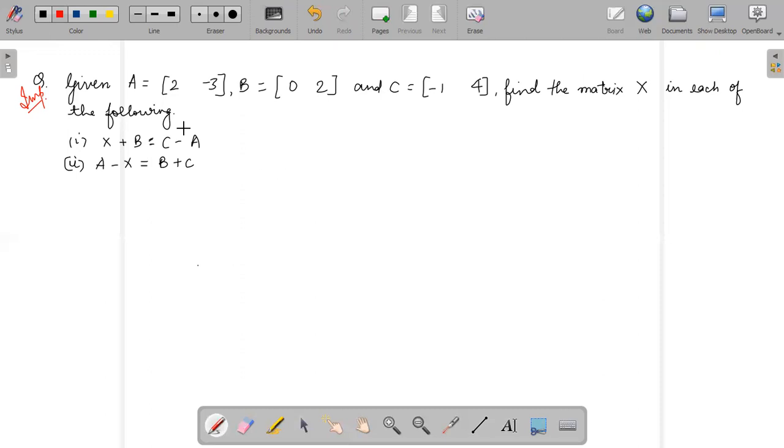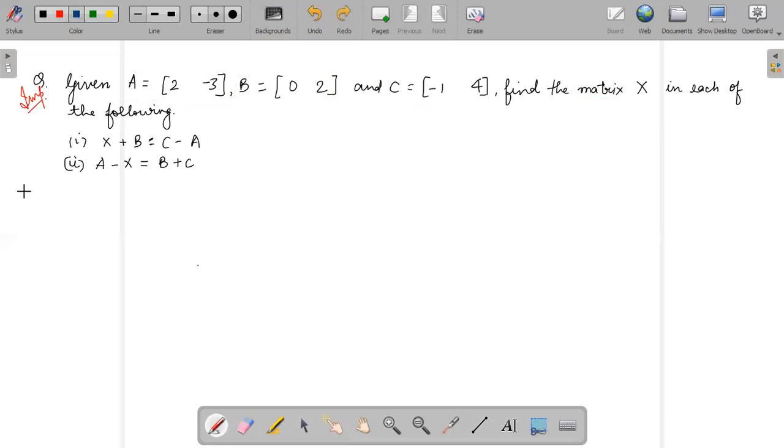Okay, so you see there is a matrix equation given. Matrix X plus matrix B is equal to matrix C minus matrix A. Now, how do we know that these are matrices? These X, B, A, and C are not variables, are not numbers. They are matrices. It is written in the question that matrix A is this matrix, 2 minus 3. So when A is here, that means it is the matrix. B is this matrix, C is this matrix, and इन्होंने बोला find matrix X in each of the following cases. तो हमें matrix X निकालना है.